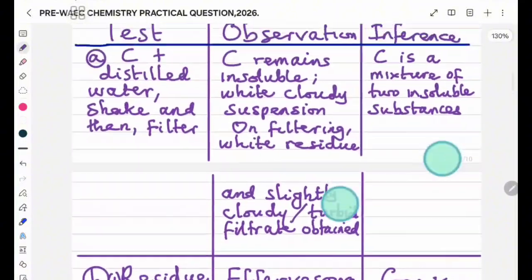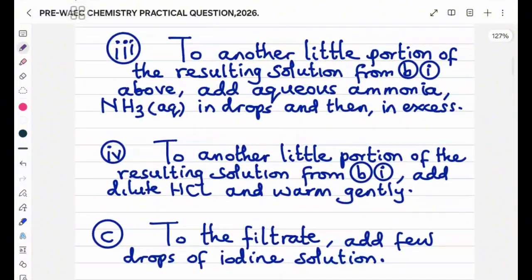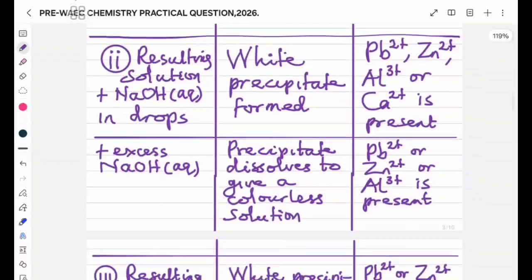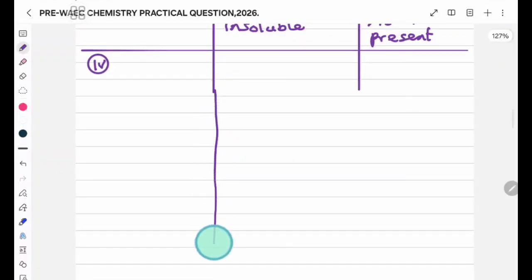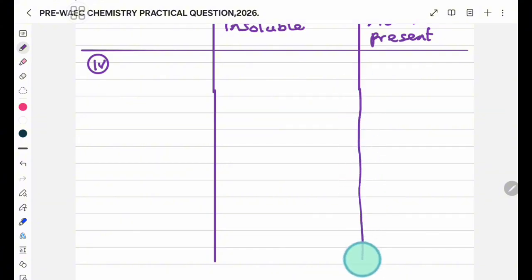Let's look at the next test to carry out. We take a fresh portion of the solution prepared from the residue, and this time around we are adding dilute HCl and warm gently. Dilute HCl and you warm. When you add dilute HCl, hydrochloric acid, what will happen? When you take a fresh solution of the residue in the test tube, just take a little.